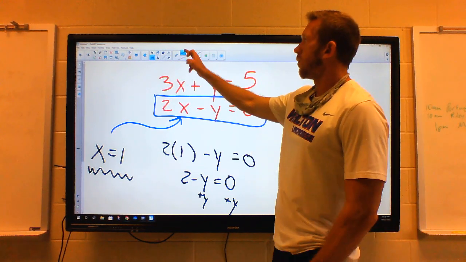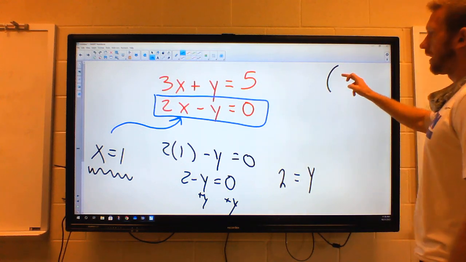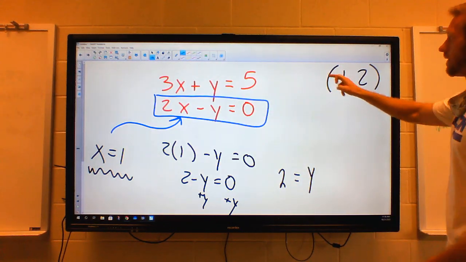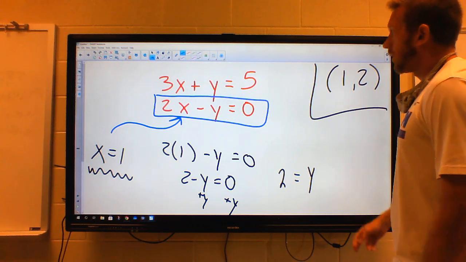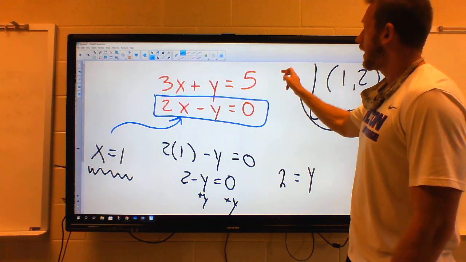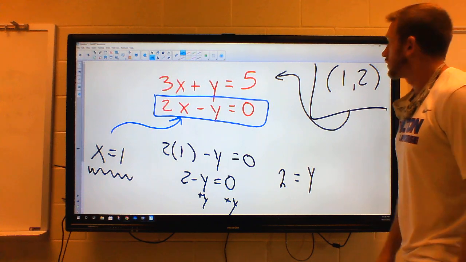And now we have our coordinate for our point of intersection, (1, 2). And that is the solution to this system. And we should be able to plug this point into the other equation to create a true statement.